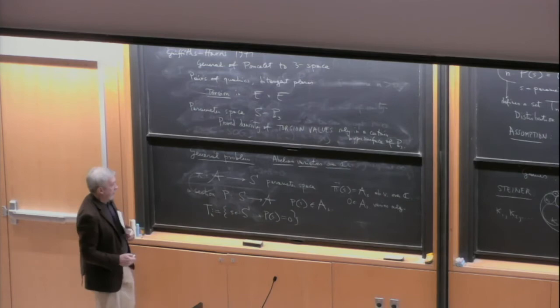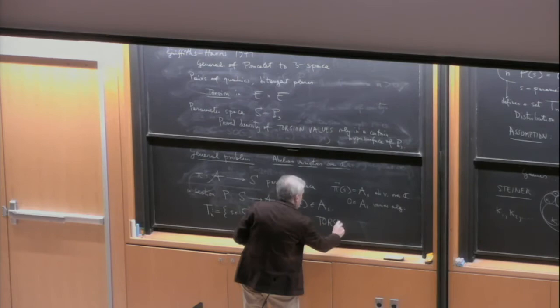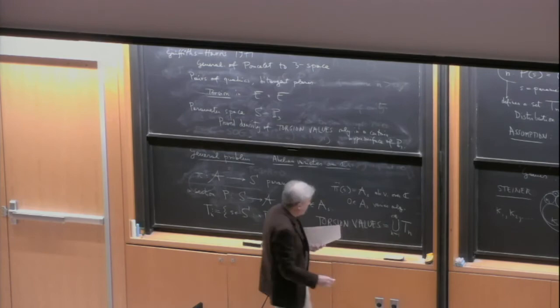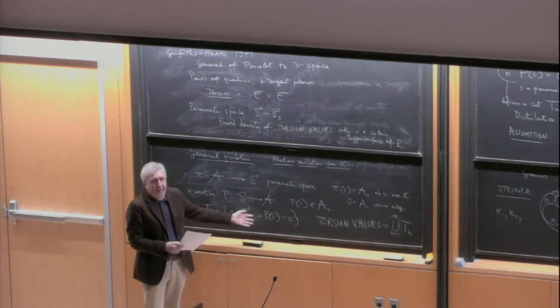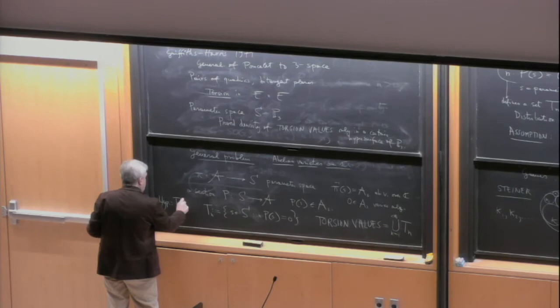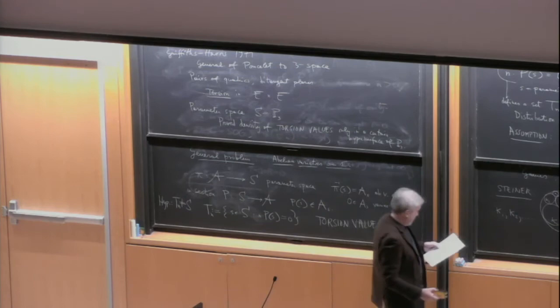And then we have the torsion values, namely the union of the sets T_n. So we want, again, as before, that the point is not identically torsion. So this is our hypothesis: none of these sets T_n is equal to the space S. So this is the setting.